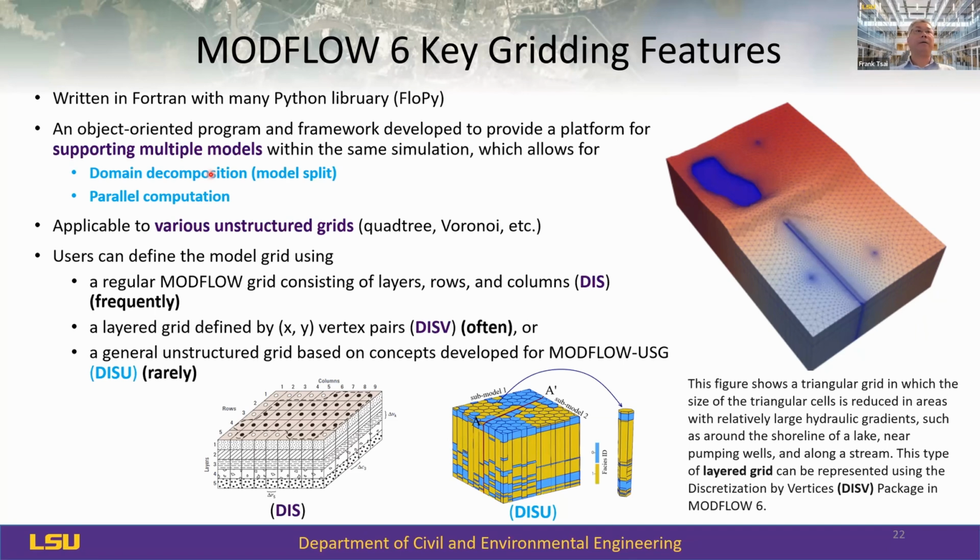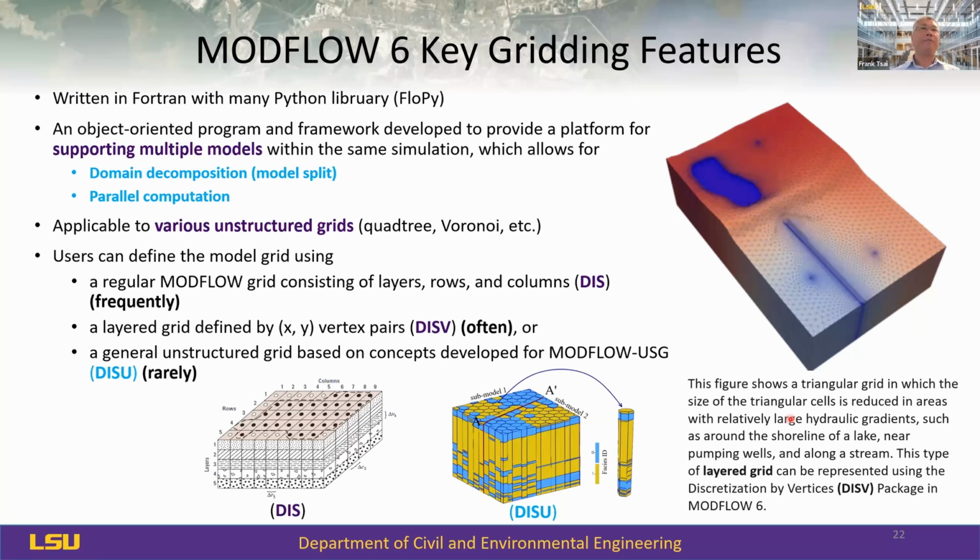MODFLOW 6 can accommodate various grids, like the quadtree and Voronoi grid over here. Within MODFLOW 6, there are three different discretization features. One is called the DIS package, which is traditional. If you are a traditional MODFLOW modeler, you can build layers, rows, and columns. The second is DISV, a more advanced gridding called a layered grid defined by vertices in each layer. You can see in the picture to the right that this is a very important advancement of MODFLOW 6. You can keep the layered structure, but within the layer, you can have an unstructured grid.